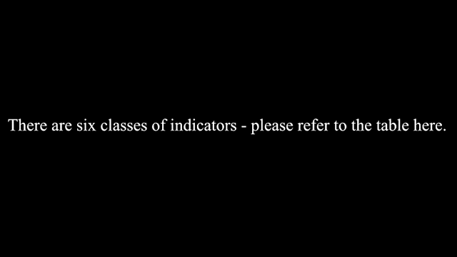There are 6 classes of indicators. Please refer to the table here. Class 1. Process indicators. Used to show exposure to a process. No information about the success or failure of the process. Class 2. Specific test indicators, for example BDT. Class 3. Single variable indicators. Respond to a single variable in the process, for example, temperature.